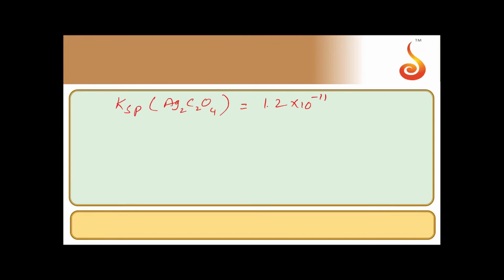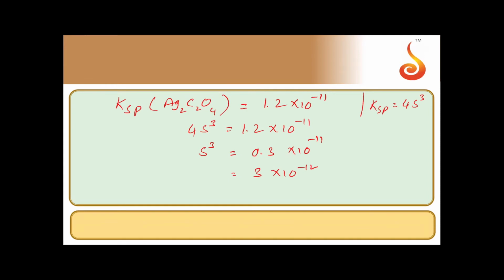The Ksp of this salt, the formula will be 4s³. So we equate 4s³ to 1.2 × 10^-11. Therefore, s³ is equal to, dividing by 4, 0.3 × 10^-11. Finally, it will be 3 × 10^-12 we can take.